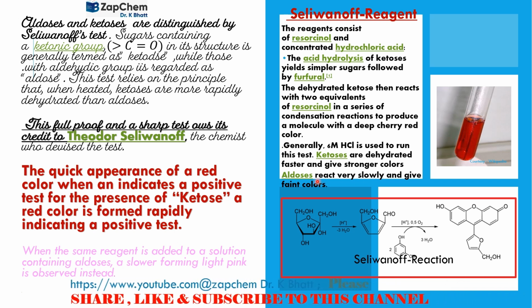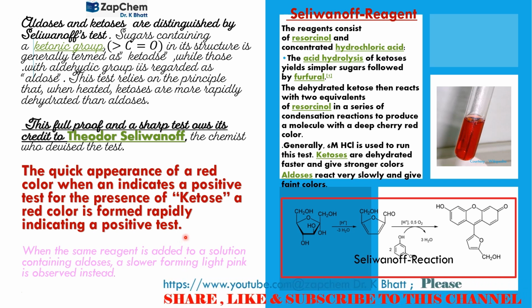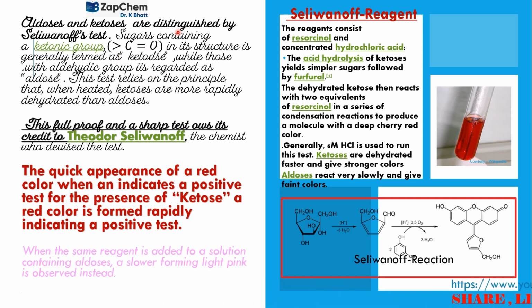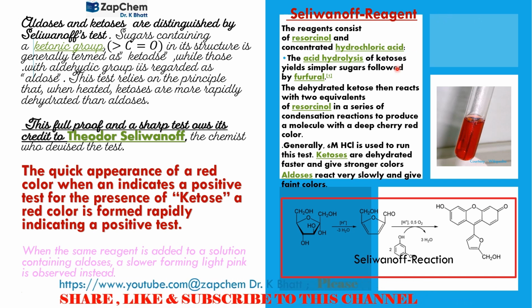Whereas aldoses means those sugars which contain aldehydes. Ketoses are those sugars which contain a ketonic group, CO group. Well, all this is known to us, and these are certain points which we need to go through so far as Seliwanoff's reagent is concerned.